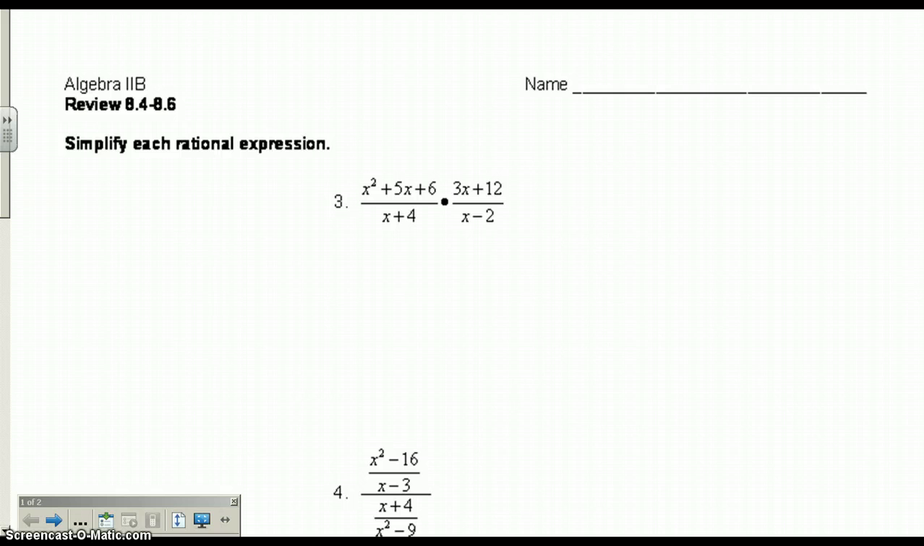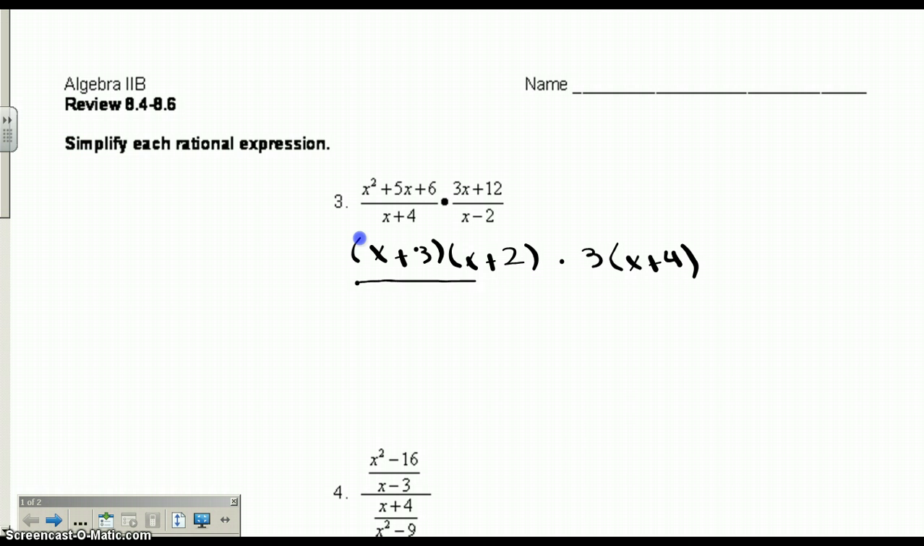Now remember, this is not adding, so we do not need a common denominator. Because it's multiplication, we can just multiply the numerators and denominators. What I'm going to do first is factor. So I'm going to factor to give me x plus 3, x plus 2, times the other quantity. Factor out the GCF here, 3 times x plus 4, all over x plus 4 and x minus 2.